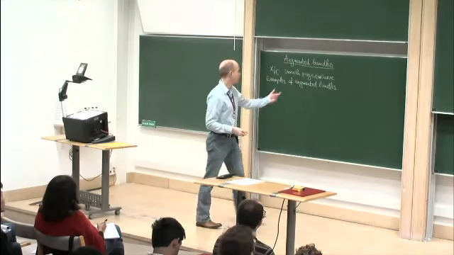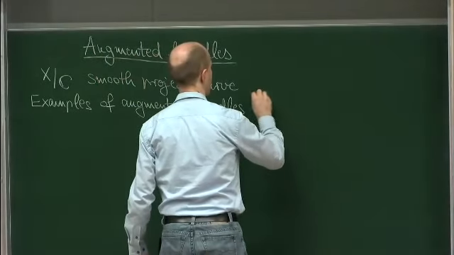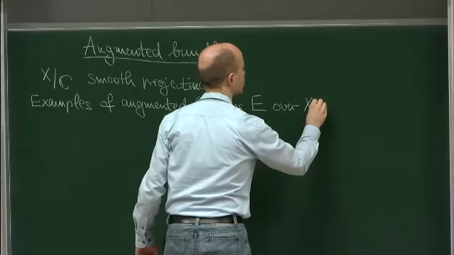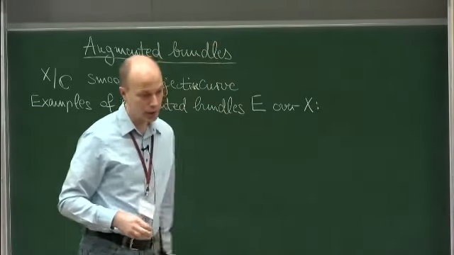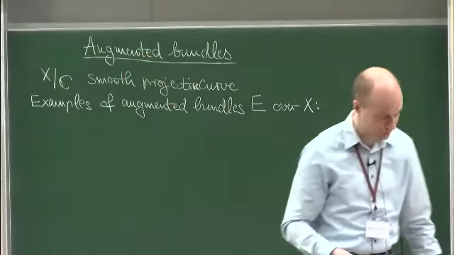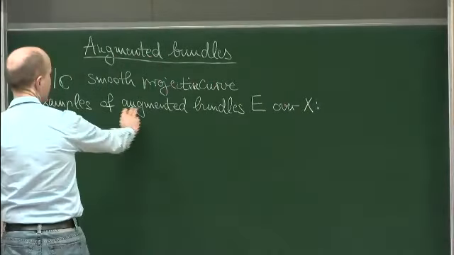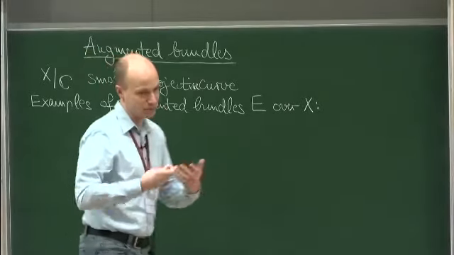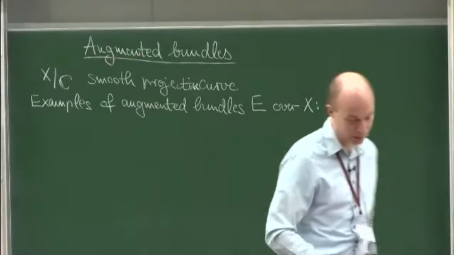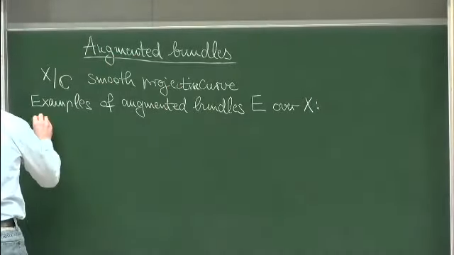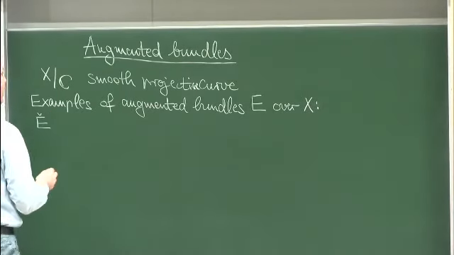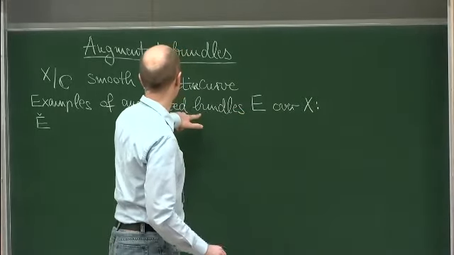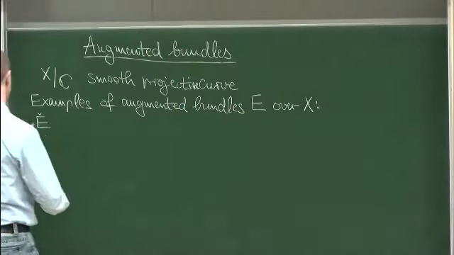I'll always denote the augmented bundles by letters like E, so it will be augmented bundles over X, and there are various kinds, some of which I will mention now as typical examples. So augmented bundles means, first of all, they are bundles and then they are augmented by something. So they have underlying bundles. These are algebraic or holomorphic, which is the same, vector bundles over X. And I will always denote the underlying vector bundle of an augmented bundle E by a symbol like E check.